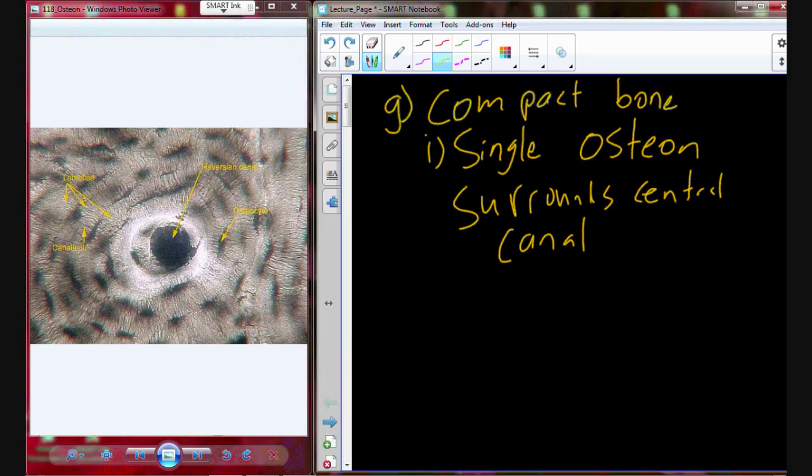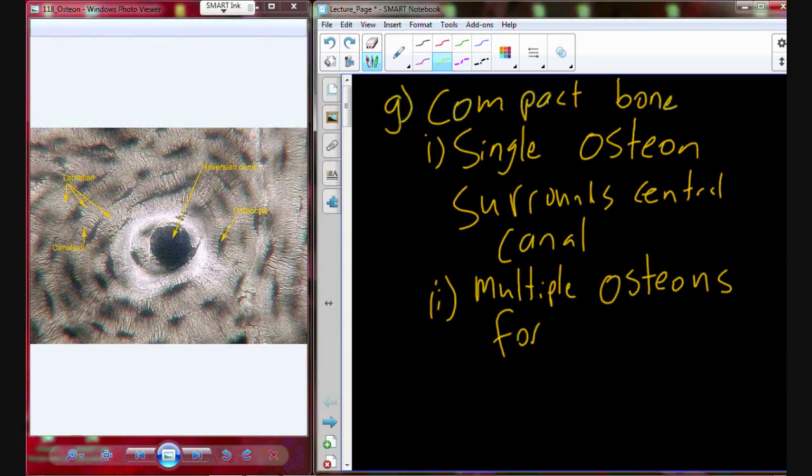So the compact bone: single osteons surround the central canal, and you'd have many osteons compacted together, or really tightly packed together, to form compact bone. So multiple osteons plus their central canals form a compact bone.